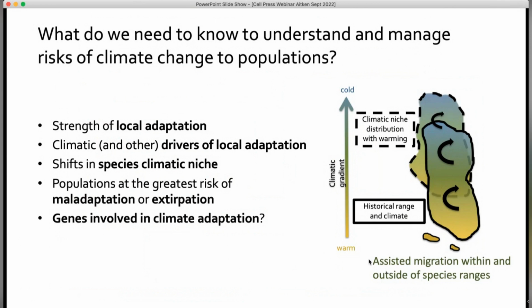We need to have projections of how species' climatic niches are going to shift geographically. And we want to be able to identify those populations that are at the greatest risk of maladaptation or extirpation. Now, we may or may not need to know what genes are involved in climate adaptation.